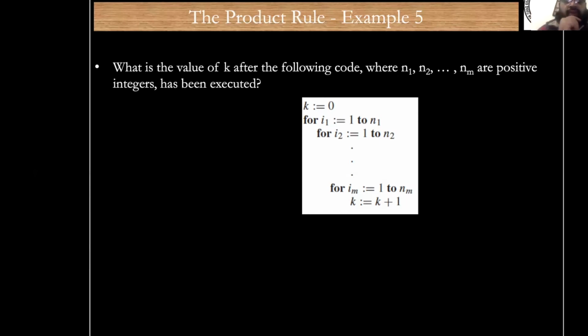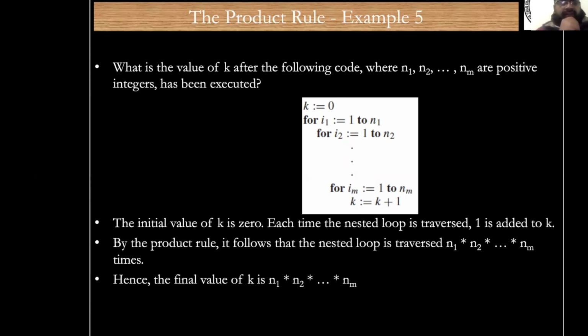We start from 0. So the answer here is that for each I1, you're going to run I2 for n2 times. And for each value of I2 and I1, we're going to run I3 for 1 to n3 times, and so on. So they can have different values there. And because of that, the final loop is going to run basically the product of n1 multiplied by n2 multiplied by n3, and so on until nm. So it's a product of all these values.